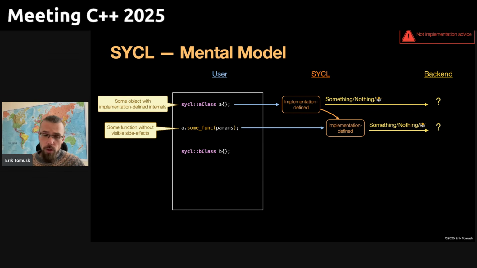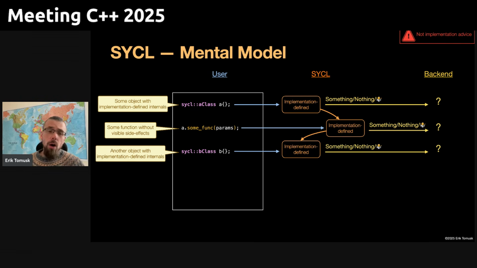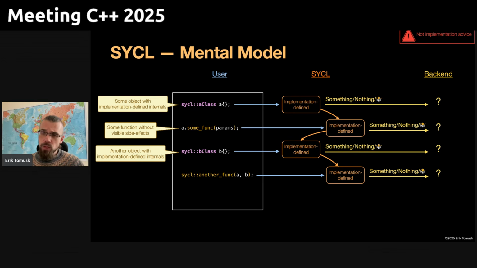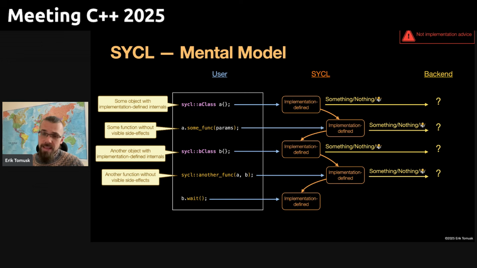Then the user constructs a separate SYCL object. This again does something implementation defined, which may or may not interact with the backend. All we know is that the user has another object that has implementation defined internals. Then the user calls another SYCL function. Again, implementation defined behavior. There might be interactions with the backend, or there might not be. All we know is that the user called a function without visible side effects. And then finally, the user calls something like wait. Again, what this actually does is implementation defined. Whether this actually triggers interactions with the backend, we don't know.